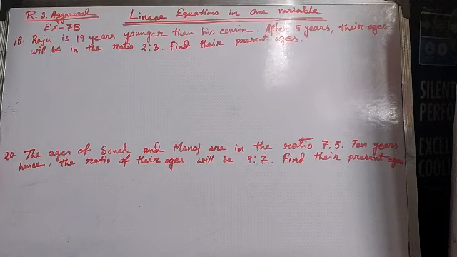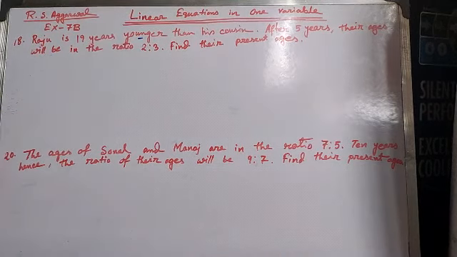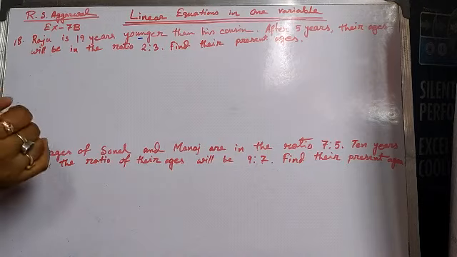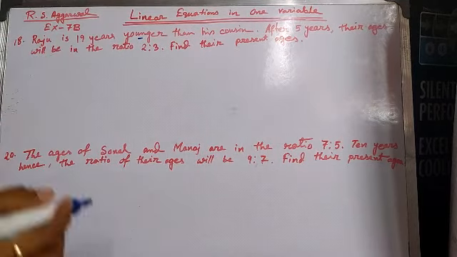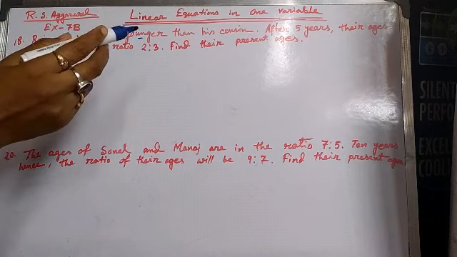Now coming to question number 18. Raju is 19 years younger than his cousin. After 5 years, their ages will be in the ratio 2:3. Find their present ages. So Raju is 19 years younger. Younger means smaller. Who is smaller? Raju is smaller. That means his cousin is older.